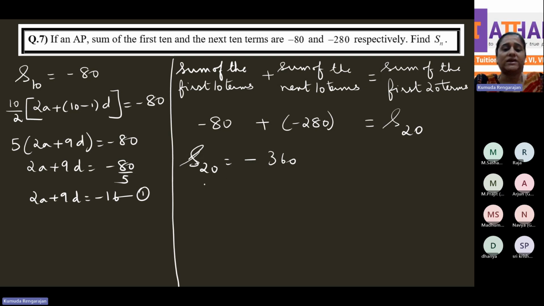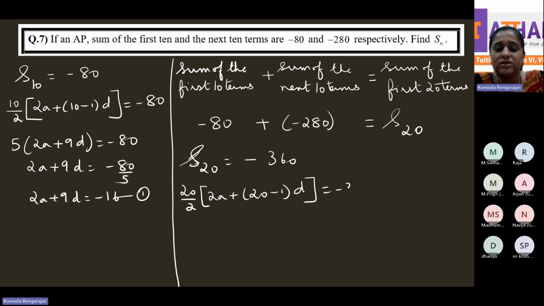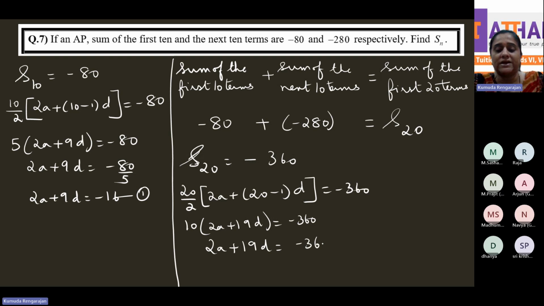Now from this you can get the second equation: n by 2, 20 by 2, of 2a plus (n minus 1), 20 minus 1, into d. We do not know the values of a and d because we don't know the AP at all. This is equal to minus 360. So 10 into (2a plus 19d) is equal to minus 360, so 2a plus 19d is equal to minus 360 by 10, which is minus 36. This is the second equation.